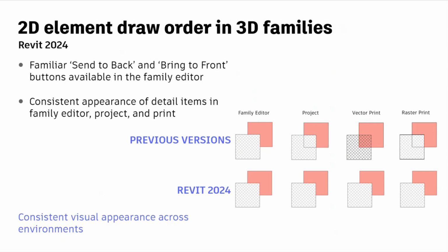And a nice little feature here: in previous versions, the way you would display 2D elements, they were displayed in the family editor and projects and then printed. When printed, the output wasn't consistent. So we've now got improvements to the behavior of this, so it ensures that elements are displayed correctly and consistently everywhere.